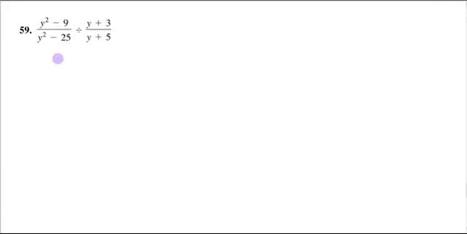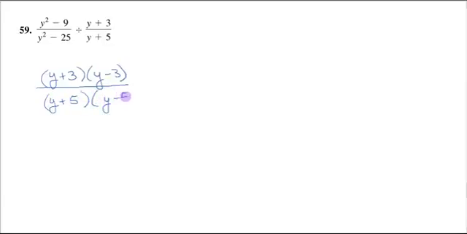Here I need to do some factoring. I need to change this to multiplication, and I need to find the reciprocal of this fraction. There's a little bit of work to do here. Let's factor the first numerator. It's y plus 3, y minus 3, and the denominator is y plus 5, y minus 5. I'm changing the division to multiplication and flipping the second fraction so that it's y plus 5 over y plus 3 now.